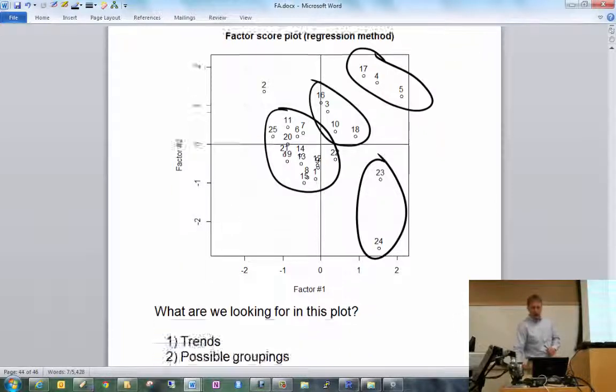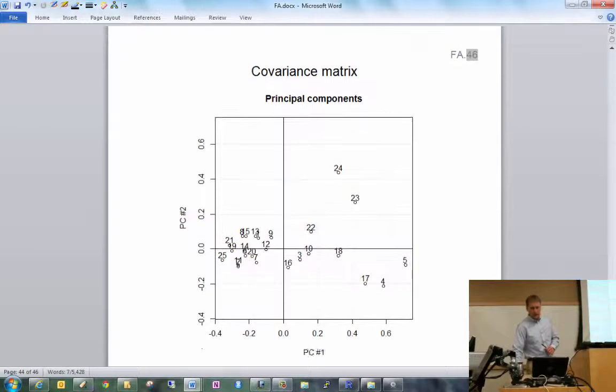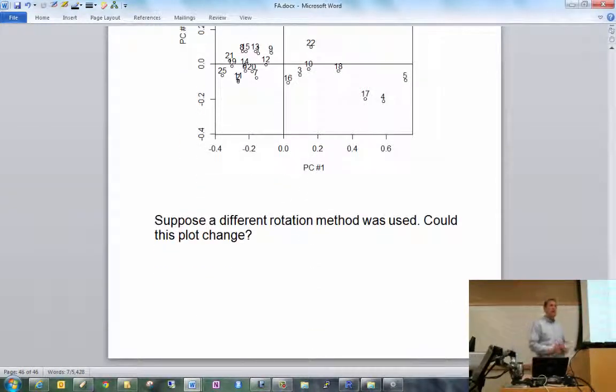And lastly, on page 46, I have a question. Suppose a different rotation method other than Varimax was used. Could these plots change? Could this plot of the common factor scores change? Yes or no? 50-50 chance of getting it right. Yes. Because then these common factors represent potentially different things. That's one of the issues that some people have with factor analysis.